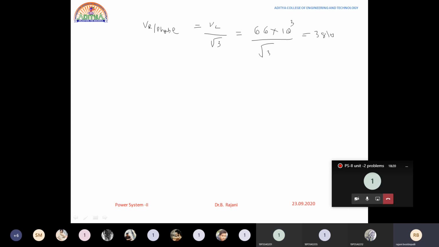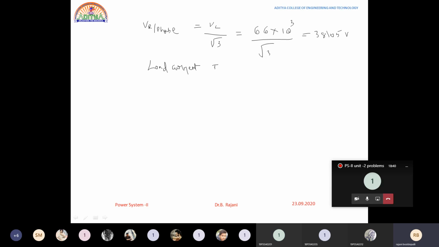38,105 volts I can say. Now, what is the load current? Can we calculate the load current? How can you denote the load current? Load current is denoted as IR. Why? Because it is on the receiving end side, where the load is connected.